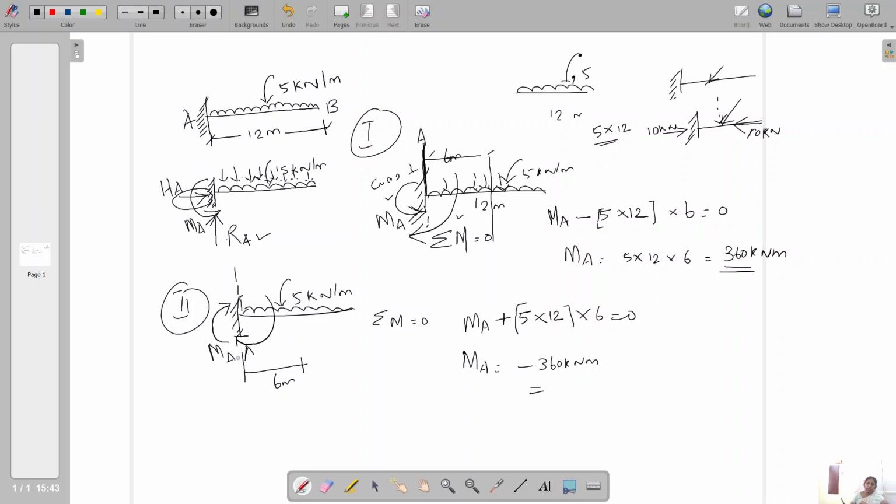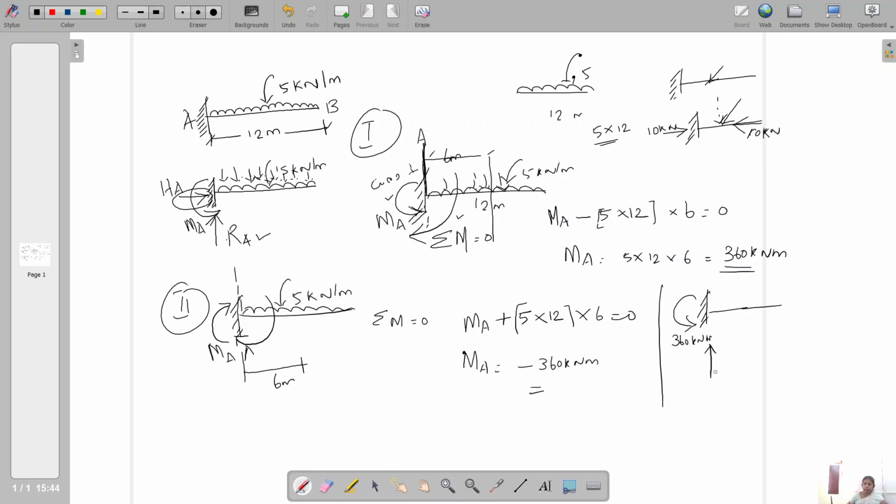So if you get a negative value, you should change the direction of the assumed quantity, whether it is any moment or any force value. It means the considered direction is not correct. So the real direction of this moment is anti-clockwise. Okay, now we get the moment: the moment is anti-clockwise of 360 kilonewton meter.